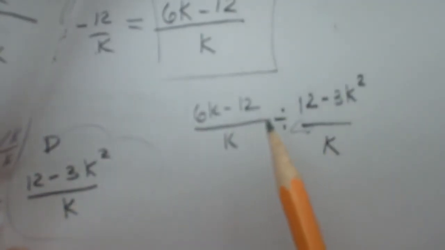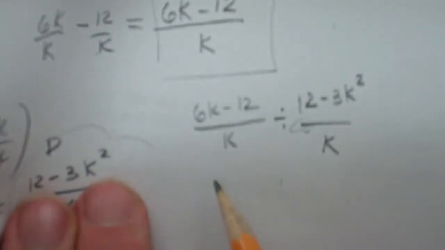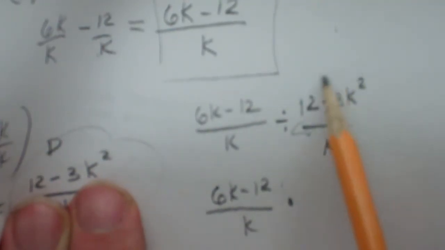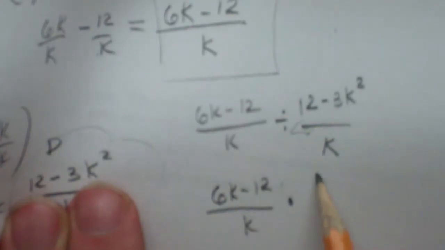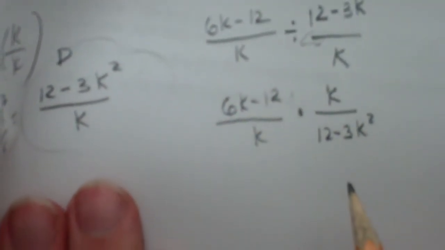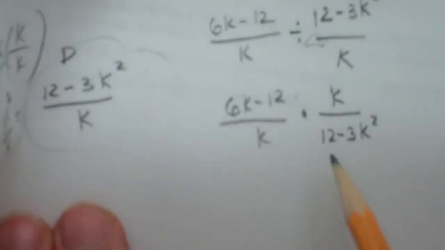Good. Now, when you're dividing fractions, what can you do? Well, you have to change it into a multiplication and then multiply by the reciprocal, right? So this is going to be 6k minus 12 over k times, what is the reciprocal of this? Well, that's k over 12 minus 3k squared. So far, so good. Well, there's already something I can see to cancel out, but let's factor what we have here so that it's obvious what everything can be factored out.